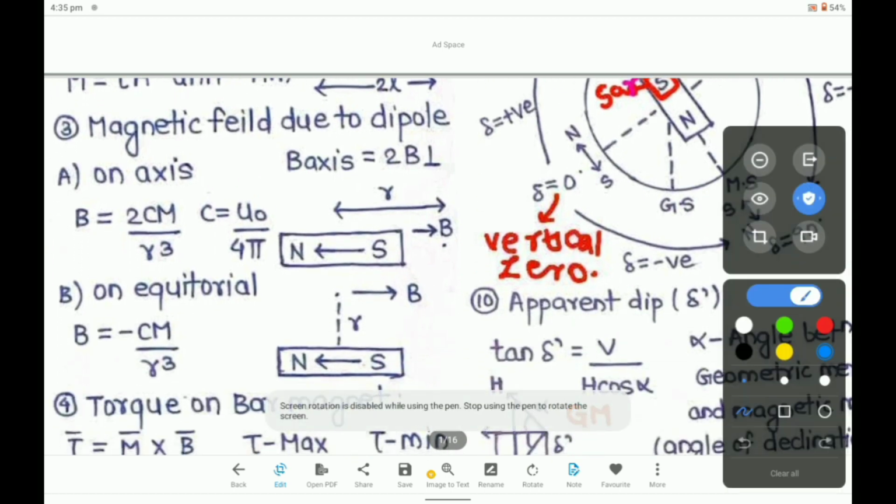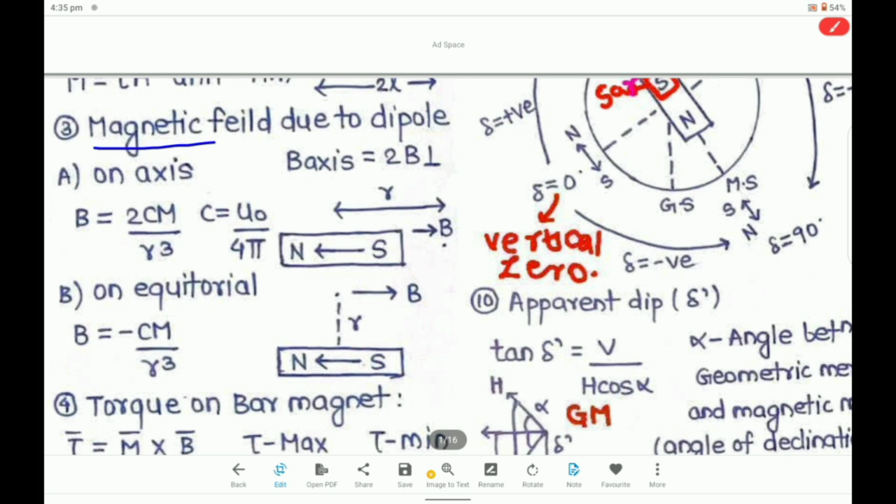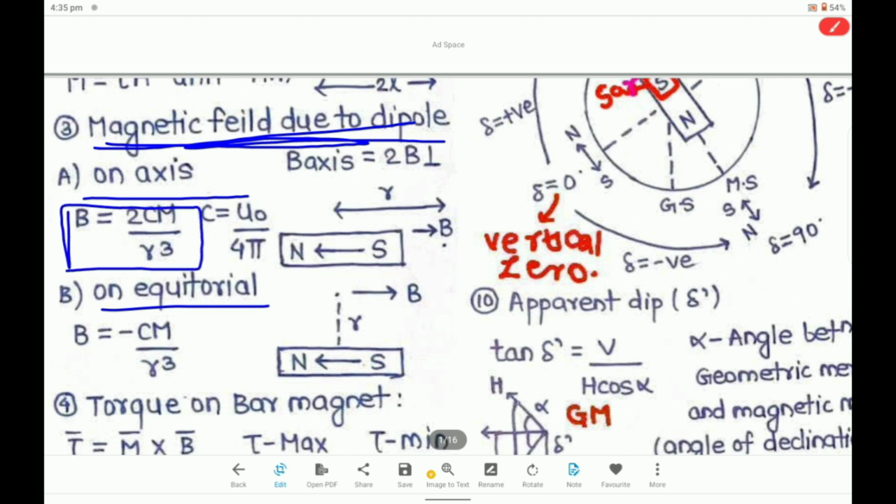magnetic field due to dipole. Now, here two important questions can be framed. First question, what is the magnetic field on an axis of a magnet? And next question can be, what is the magnetic field on an equator? Magnetic field on an axis can be written as 2cm by r cube.